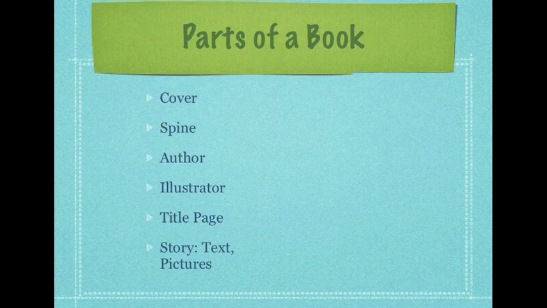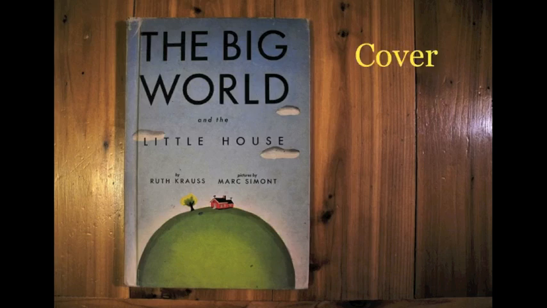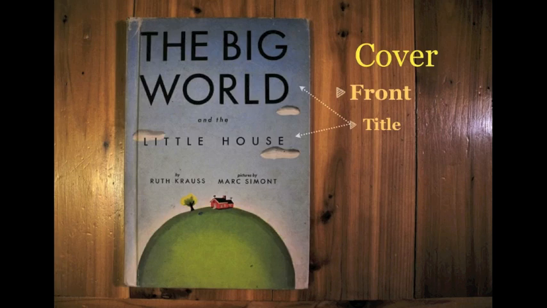The book I'm going to use today to show you the parts of a book is one of my favorites. When you look at the outside of a book without opening it, you are looking at its cover. In this picture, we see the front cover of The Big World and the Little House. That's the title of this book, or what it's called. The title of the book is usually written in the biggest letters on the front cover. For this book, it's written in two different sizes of text, or writing, to show that the world is big and the house, the red house on the cover there, is little.